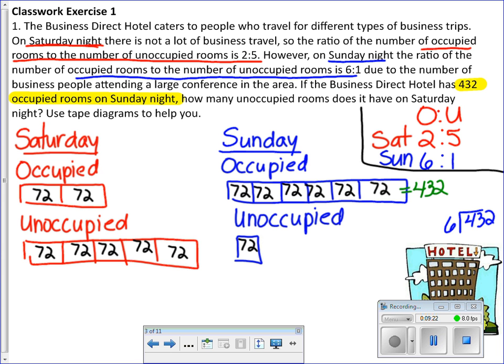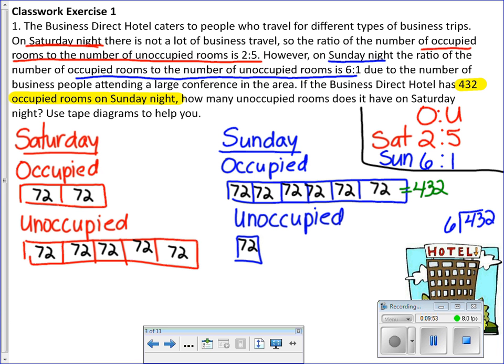Even though it's the constant on this tape diagram, it's still the constant on the other tape diagram because we're told that these are equivalent ratios. The hotel has the same number of rooms. We're not comparing different hotels. It's the same hotel on different nights. So they're always going to have the same number of rooms. It's just how the rooms are distributed, occupied to unoccupied versus occupied to unoccupied.